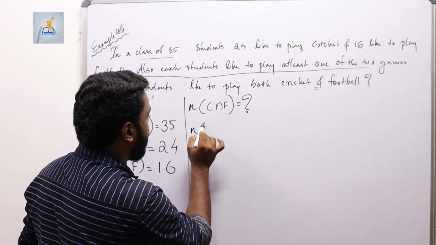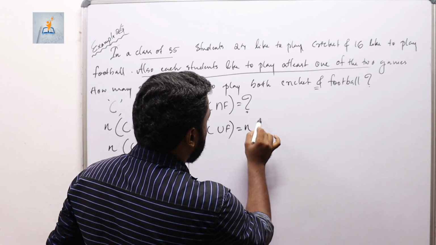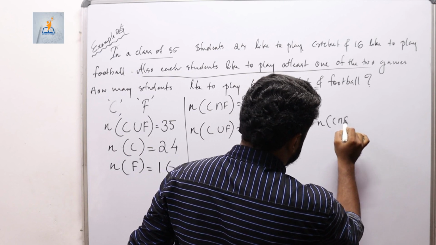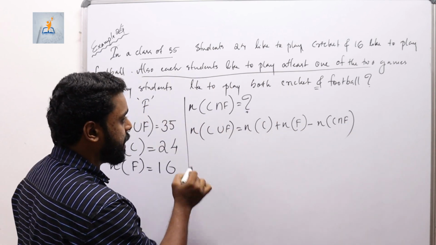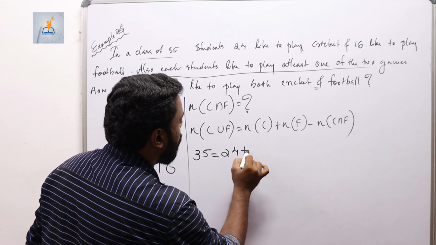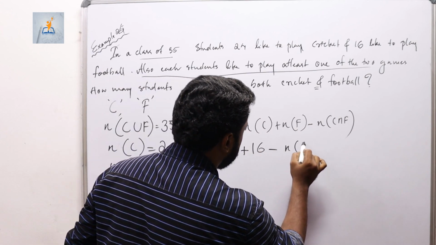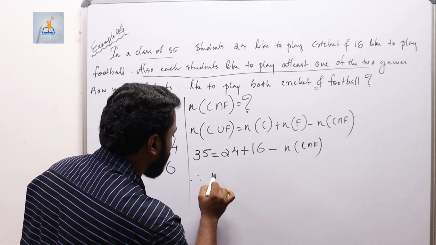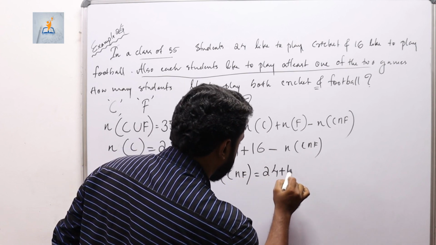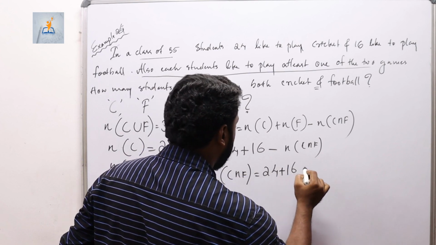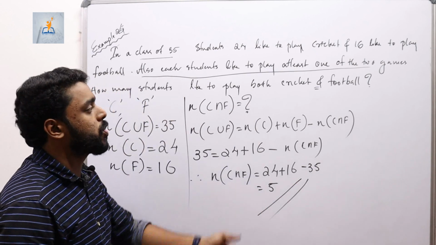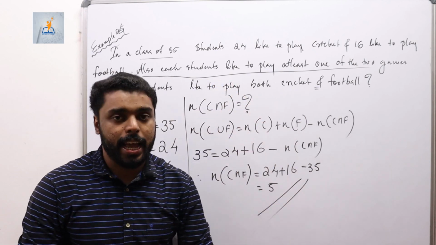Now we know the formula. n of C union F is equal to n of C plus n of F minus n of C intersection F. Now we shall substitute all the given values into this expression, which means that 35 is equal to 24 plus 16 minus n of C intersection F. Therefore, n of C intersection F is equal to 24 plus 16, which is 40. 40 minus 35 is equal to 5. Therefore, there are 5 students who like to play both cricket and football.